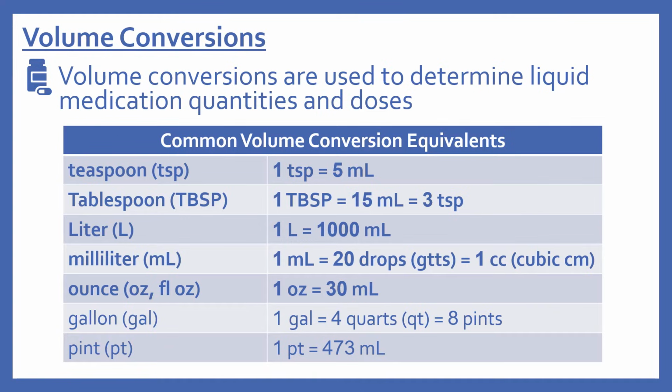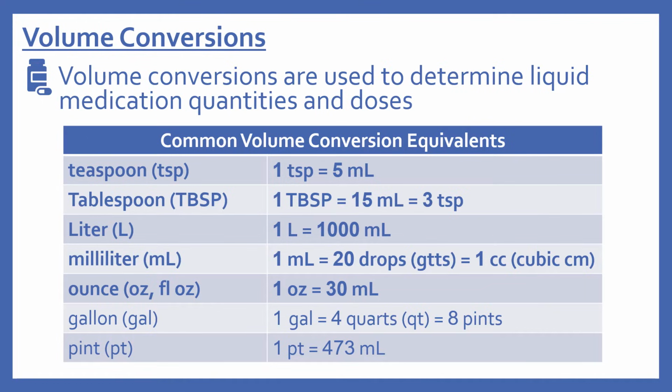Liter, which is L: 1 liter equals 1,000 milliliters. Milliliter, or mL: 1 milliliter equals 20 drops, and if you remember, drops is often abbreviated GTTS, and that also equals 1 cc, which stands for cubic centimeter. For ounce, it's OZ, also seen as a fluid ounce. 1 ounce equals 30 milliliters.